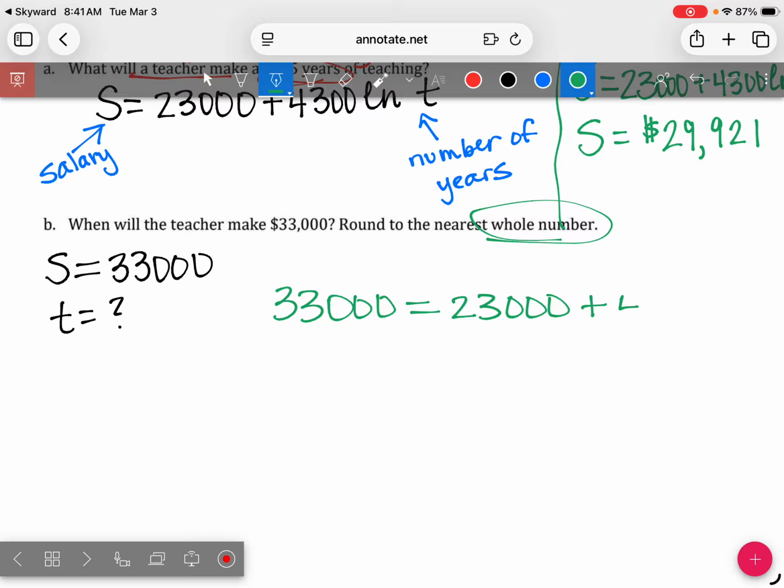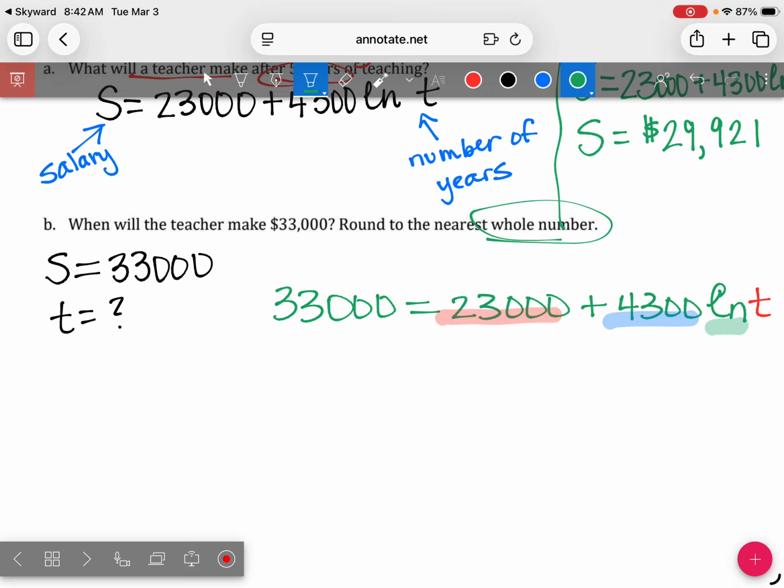plus 4,300 natural log, and then I'm trying to find T. This time, we can't just type it in our calculator. We have to solve it. Any guess on what my first step is going to be? Because I have 3 things I have to get rid of. This needs to go, and this needs to go, and this needs to go. You're right, exactly.